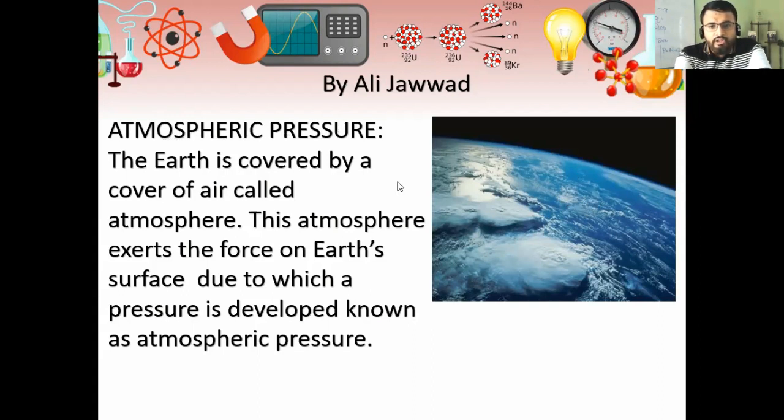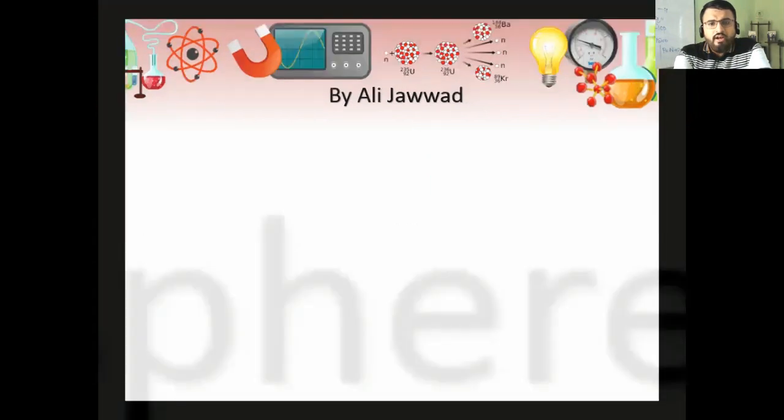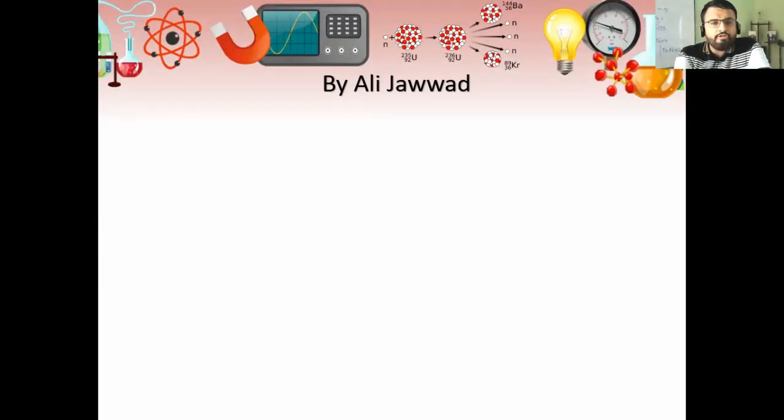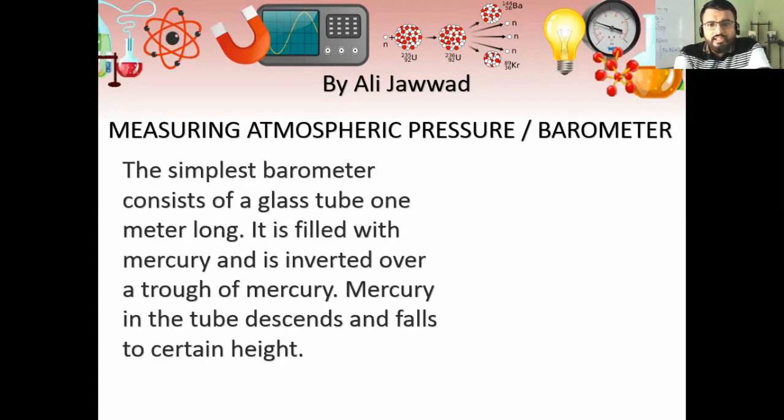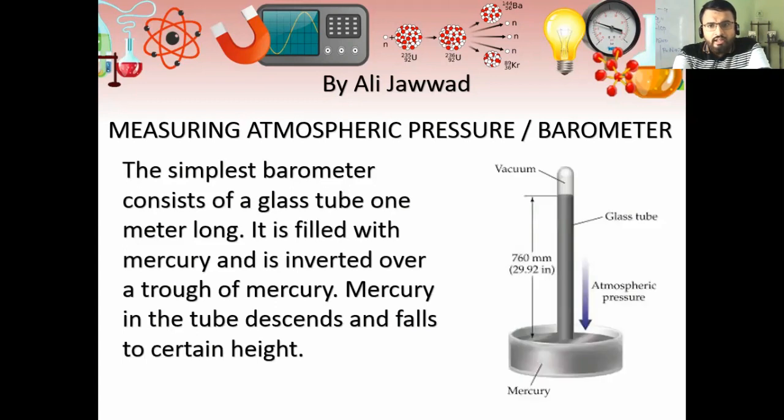Now, atmospheric pressure is calculated or determined with the help of an instrument known as a barometer. So a barometer is a simple tube and a trough with it. The trough is filled with mercury and the tube is also filled with mercury. And as soon as we invert the whole tube into the trough, some amount of mercury flows downward and the remaining mercury is left at a particular height.